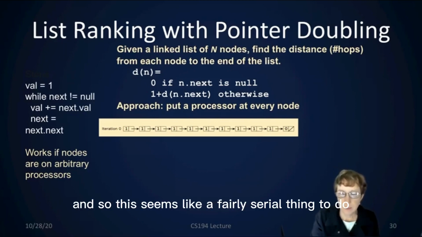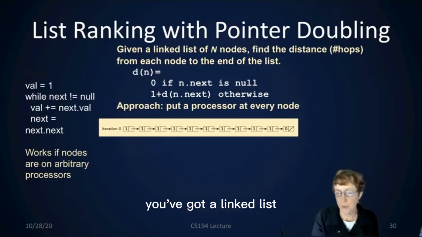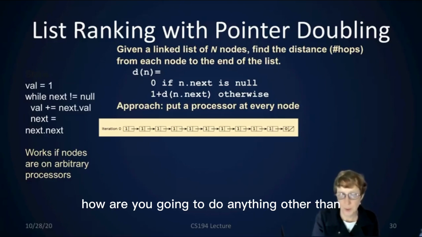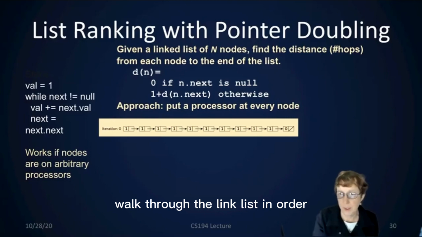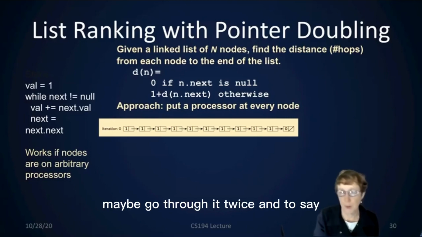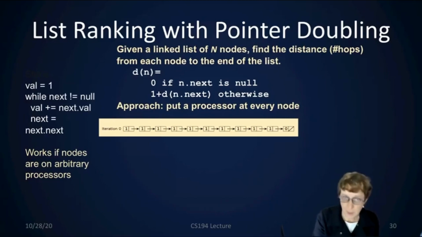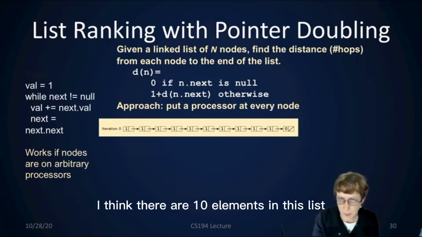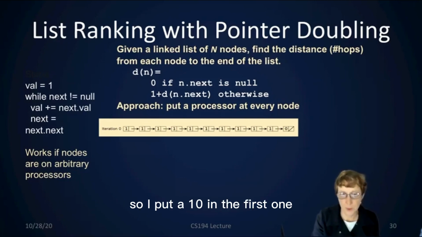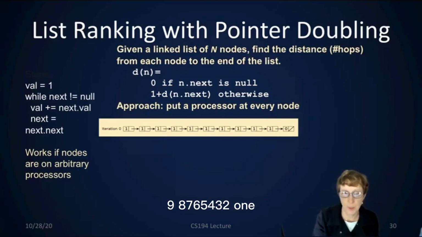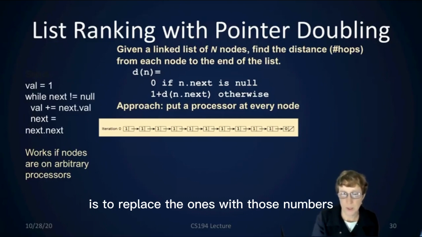And so this seems like a fairly serial thing to do. You've got a linked list. How are you going to do anything other than walk through the linked list in order and count the number of elements, maybe go through it twice, and say, I walk all the way through it and I think there are 10 elements in this list? So I'd put a 10 in the first one, 9, 8, 7, 6, 5, 4, 3, 2, 1. So that's the answer that I want to get out, is to replace the ones with those numbers.